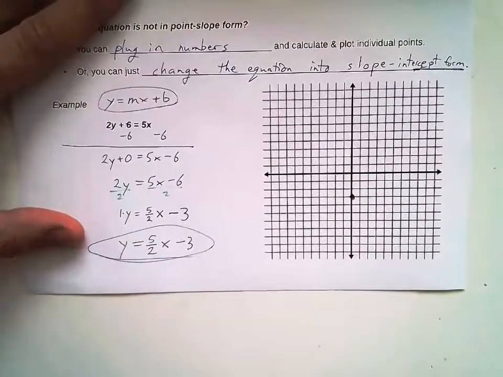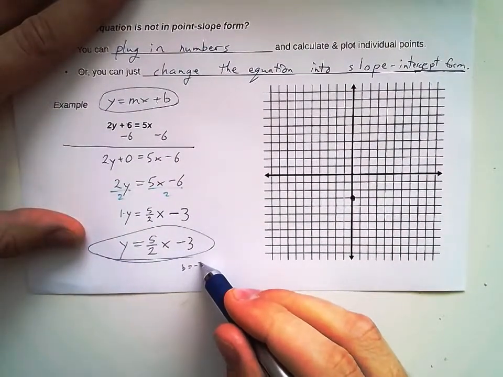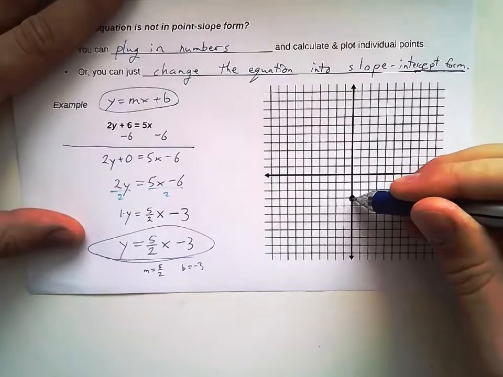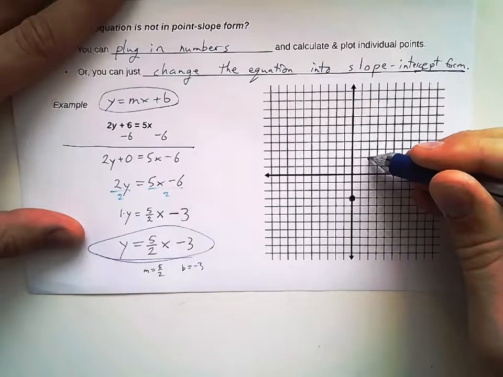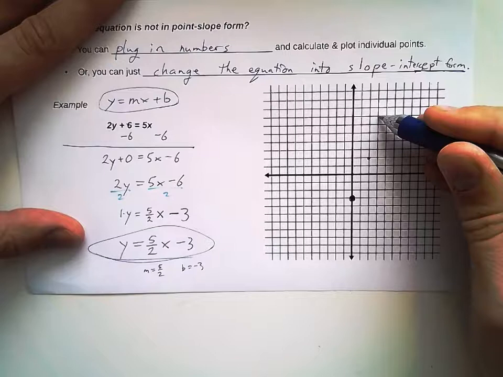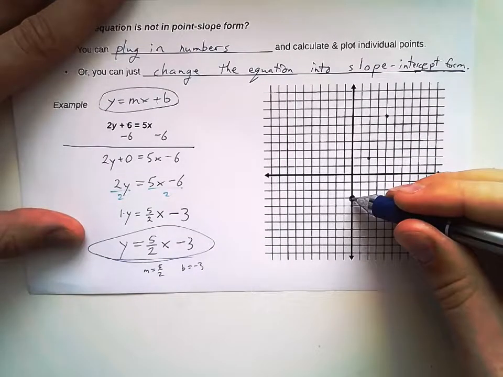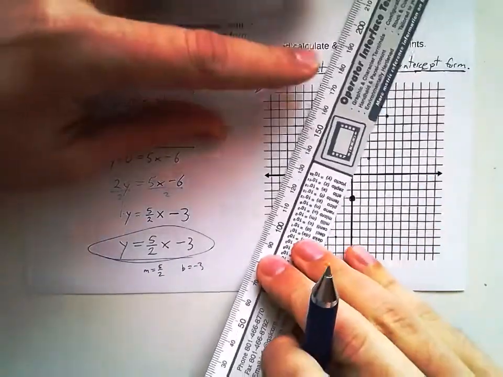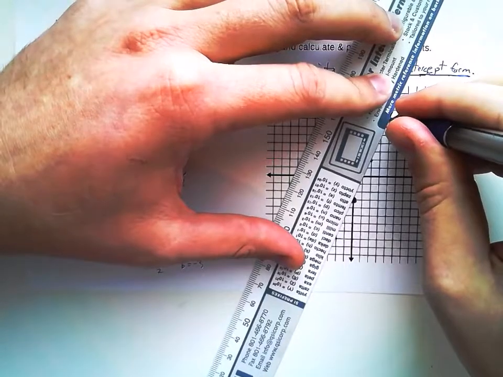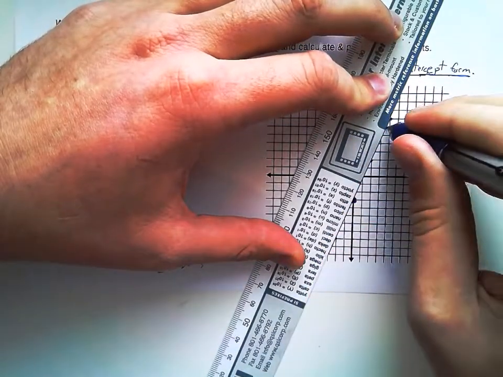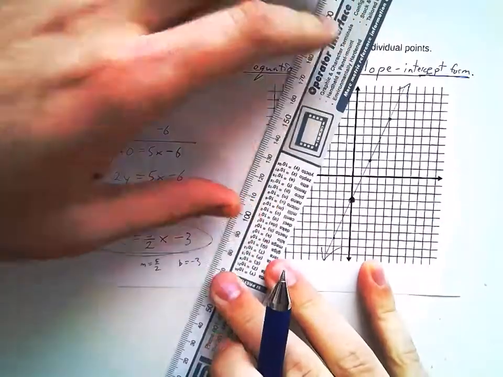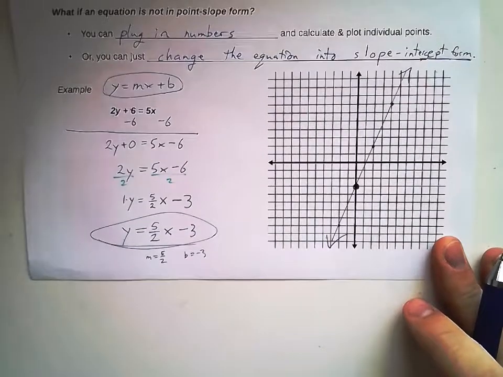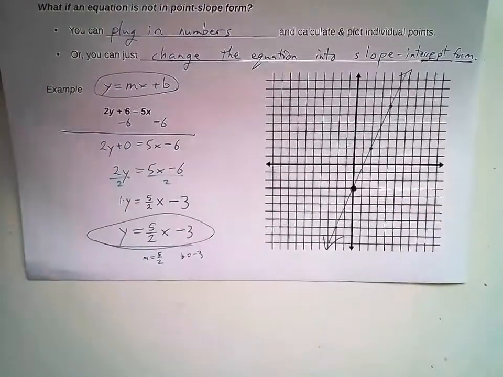Okay, so now that we've got it into slope-intercept form, we can plot the intercept. b is negative 3, m is 5/2. So now we're just going to go up 5 over 2. Up 1, 2, 3, 4, 5 over 2. We go down 5 and back 2. And we'll connect those all together, and we've got our line. Okay. We'll do a couple more examples like that real fast.